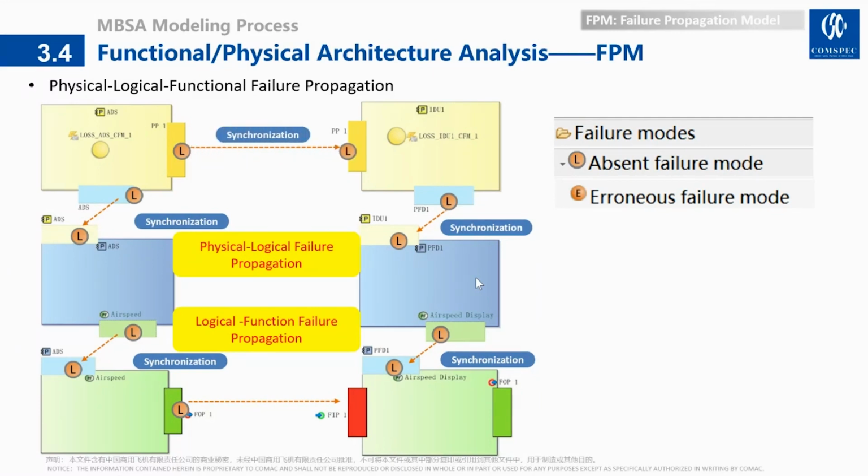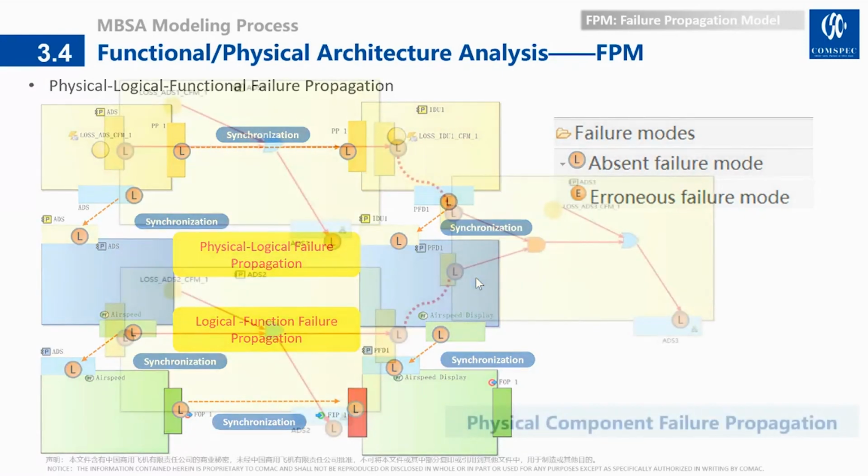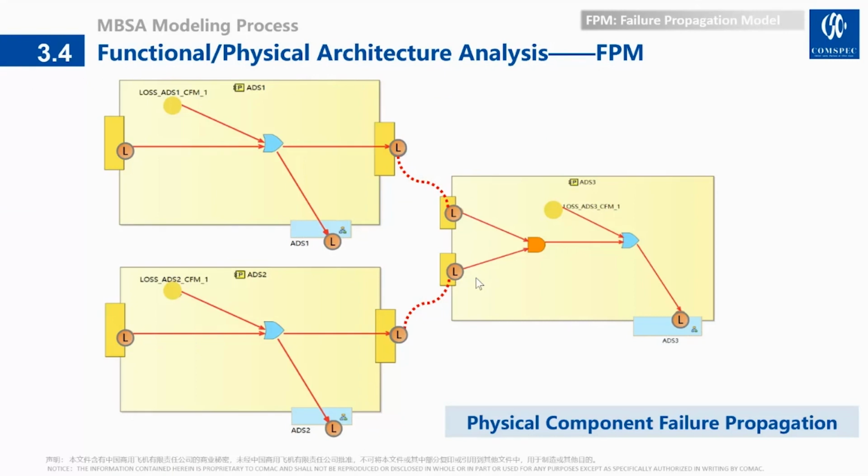Failure propagation between components will also be automatically synchronized to the corresponding component interface based on the actual physical connection between components, as will failure propagation between functional interfaces. After establishing the internal fault modes and the interface fault modes of the components, the failure propagation path and the failure propagation relationship between these fault modes are graphically defined. Failure modes at the interface can be automatically passed and synchronized based on the connection relationship.